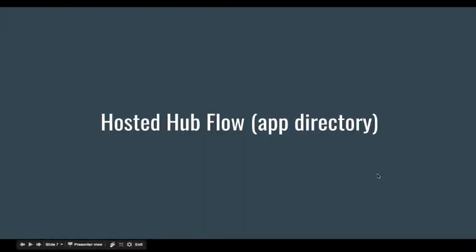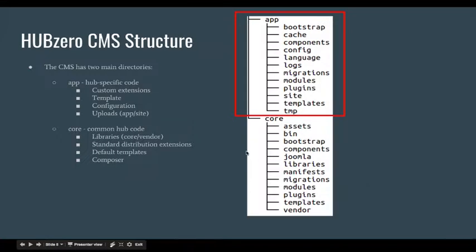I'm going to start talking about hosted hubs. So those that have a Hubzero supported hub, we ask that you do your development in the app directory. And why is that? The structure of the CMS has two main directories that you need to be aware of. The first one is the app directory, and that's where we want hub-specific code to live.